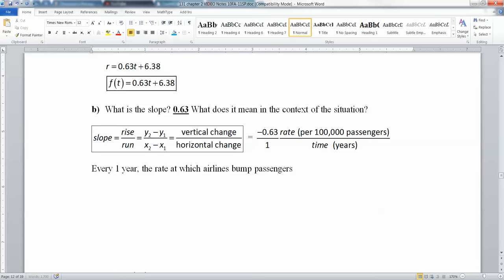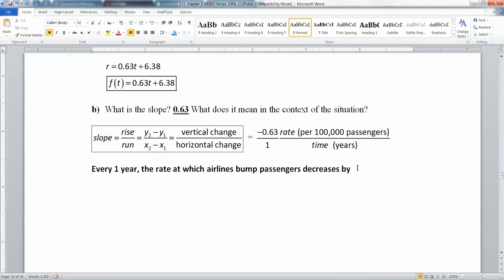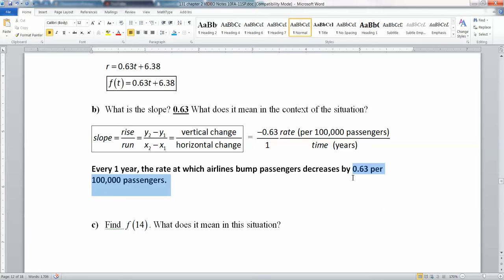decreases. Now, how come I know it decreases? Well, because it's negative. Negative would mean decreasing, right? So it decreases by how much? By 0.63 per 100,000 passengers. It's not like they can bump 0.63 of a person, right? It's 0.63 for 100,000. So if you have 200,000 people, it'd be 0.63 times 2. Or if you have, I don't know, 1 million people, it's 0.63 times 10, or 100, sorry, 100, and so on. Okay? So you multiply by whatever is missing. So it's 0.63 per 100,000.